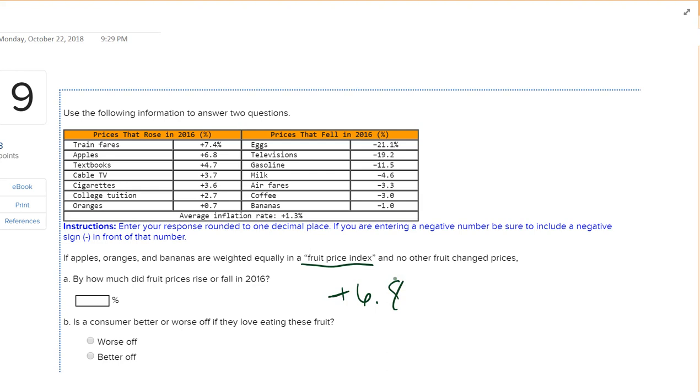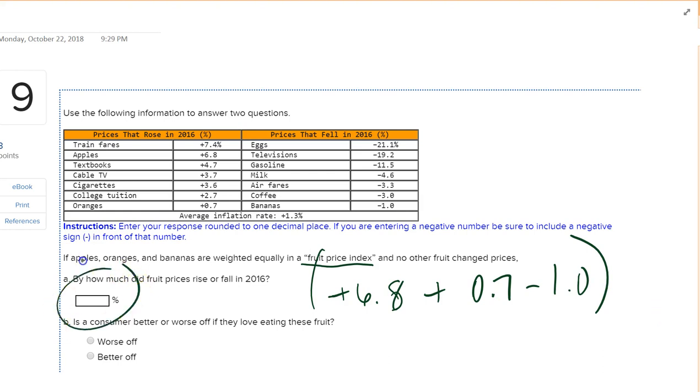And the next one is oranges. Oranges went up 0.7%. And bananas went down by 1.0%. So if we just simply aggregate these values here, we'll take 6.8% increase plus a 0.7% increase minus a 1% increase, and we'll get our total value.